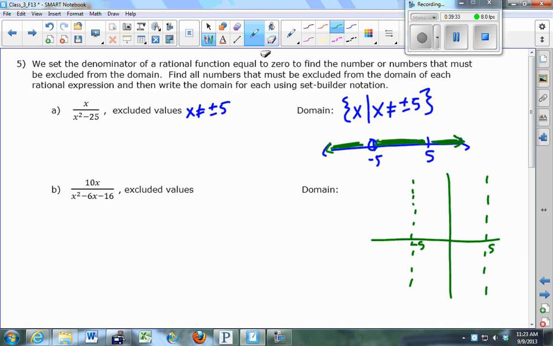Okay. But for now, how about if you couldn't figure it out by looking at it, how would you figure out what would make that denominator equal to 0? How would you do it algebraically? What would you do?